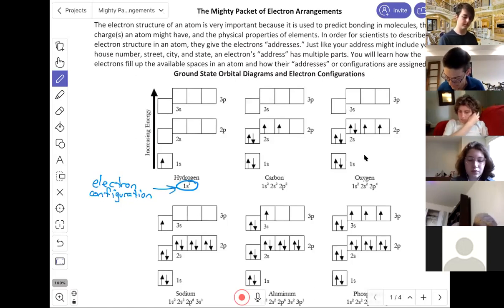This whole thing, which takes a lot of space, but there's a lot of information in it, is called an orbital diagram.